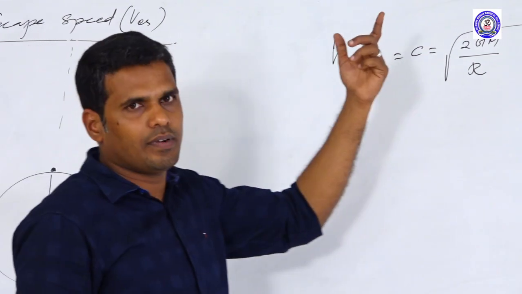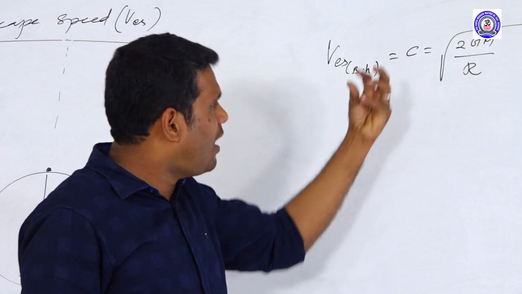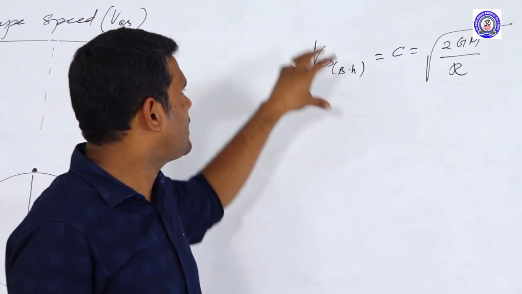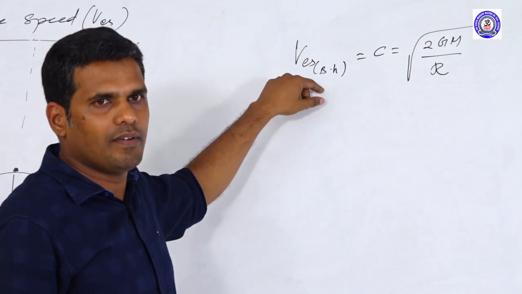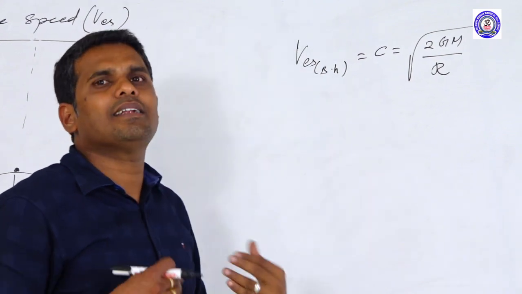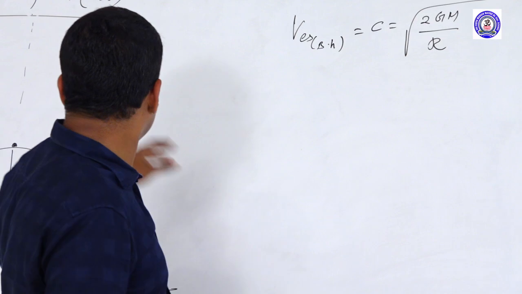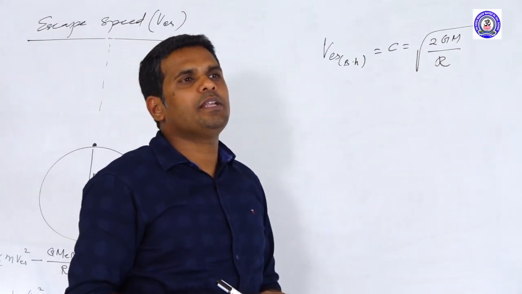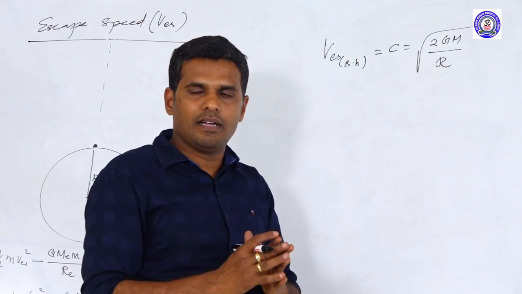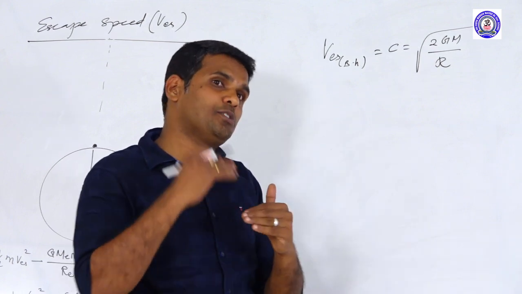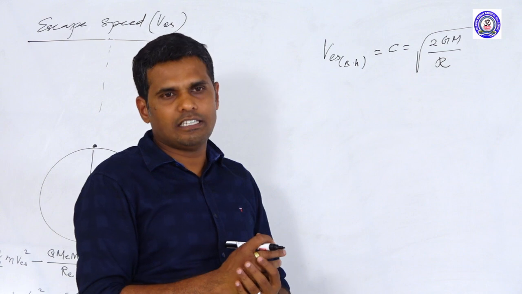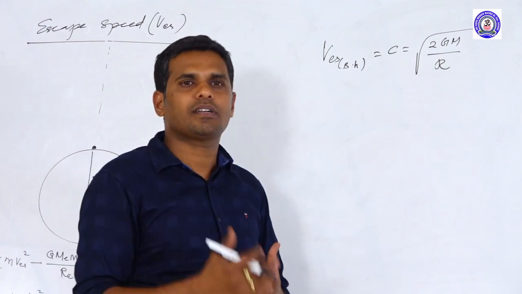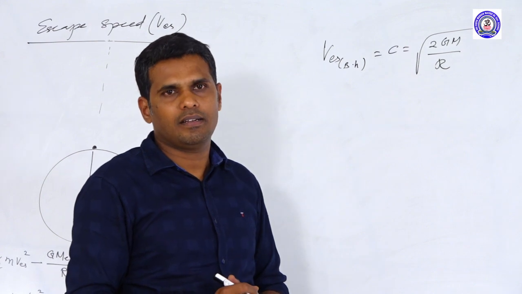Here it is: the value of acceleration due to gravity on the black hole and the radius of the black hole. This is about the escape velocity of a black hole. There are certain important points related to escape speed. Escape speed is independent of the mass that is projected and also the angle with which it has been projected. So the direction of projection does not matter. The mass of the object that has been projected also does not matter.